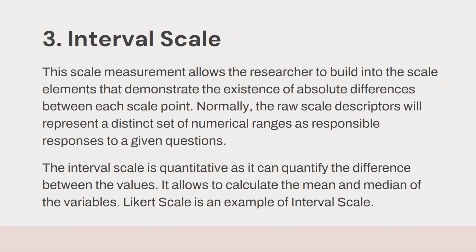So next we have the interval scale. This scale measurement allows the researcher to build into the scale elements that demonstrate the existence of absolute differences between each scale point. Normally the raw scale descriptors will represent a distinct set of numerical ranges as responses to a given question. The interval scale is quantitative as it can quantify the difference between the values. It allows us to calculate the mean and median of the variables. Likert scale is an example of an interval scale. The Likert scale is very common in surveys and in quantitative types of research.